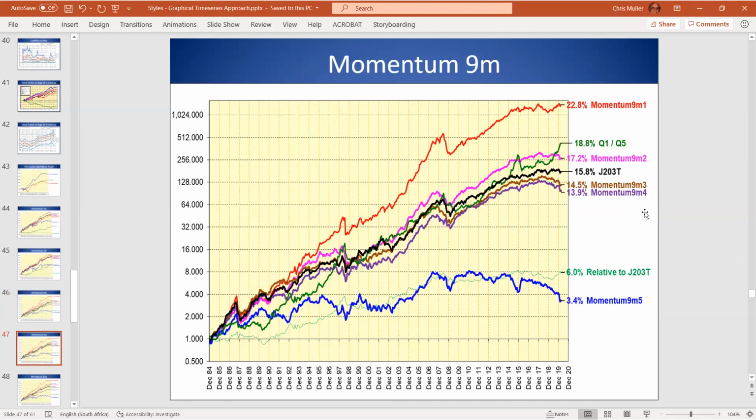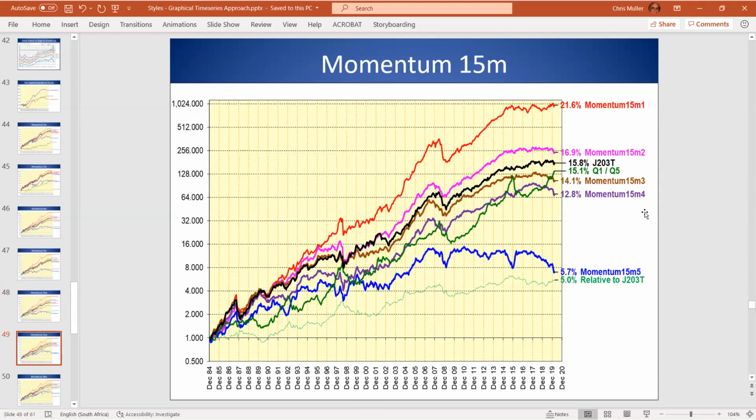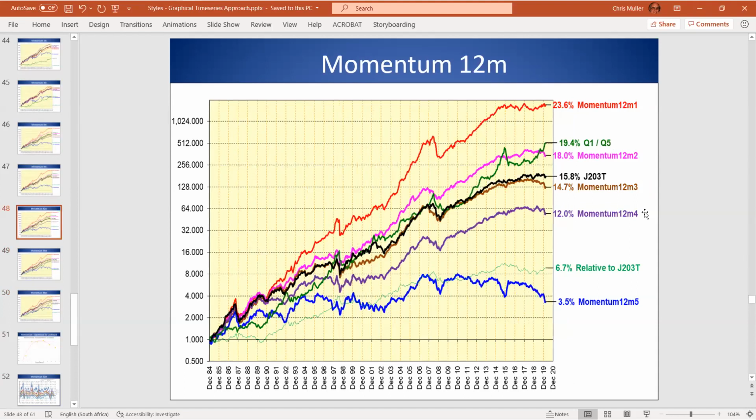Let's make that 9. I'm on a roll. Let's make it 12. Does it keep going? 15. Hey, oh, it's getting worse. Go back to 12. There's a sweet spot between 6 and 12. Now we're getting 23% per year. Dividends reinvested, no costs applied.